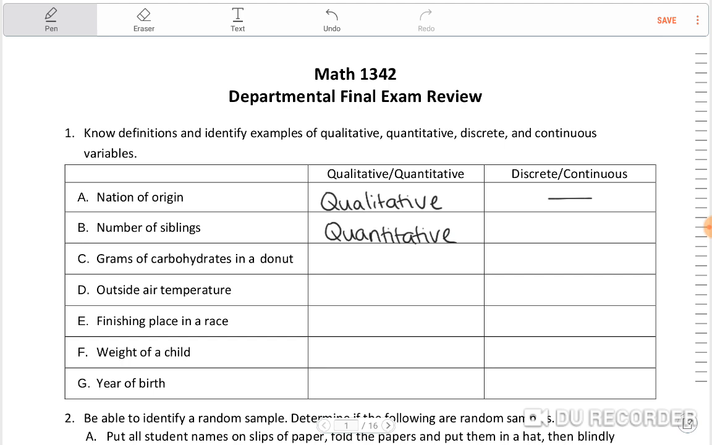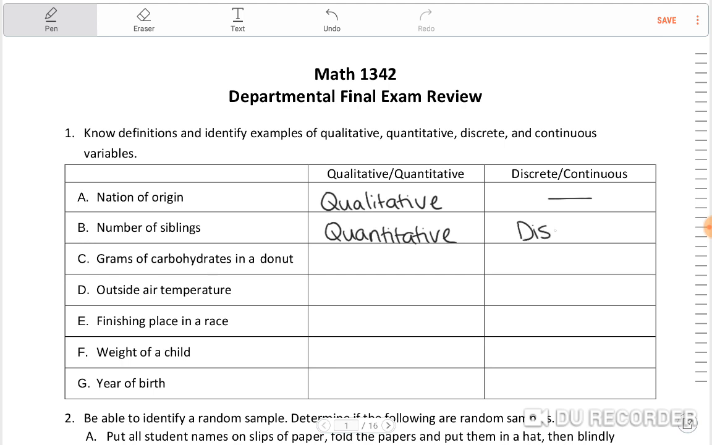And I should backtrack a little bit when I say countable. Something that's quantitative, again, is numerical, a quantity of some sort. It doesn't necessarily have to be countable. It could be a measurement of sorts. So that will determine if it's discrete or continuous. When we're talking about the number of siblings, I said that's countable. That's something you can count. It's a finite number of siblings that you would have. In that case, this would be discrete.